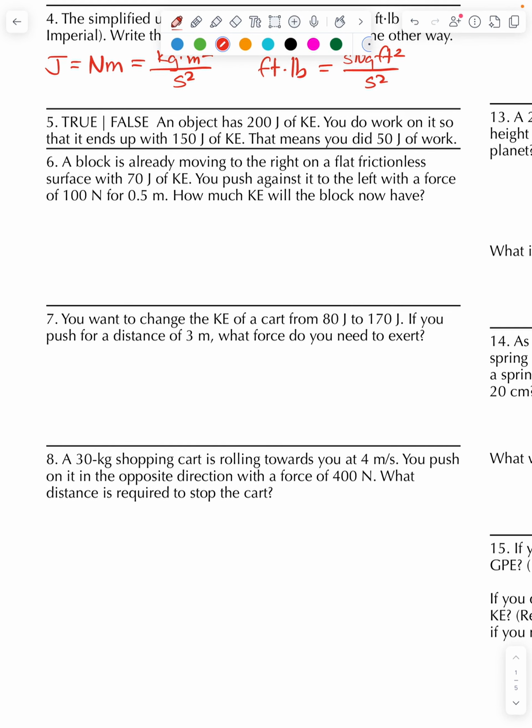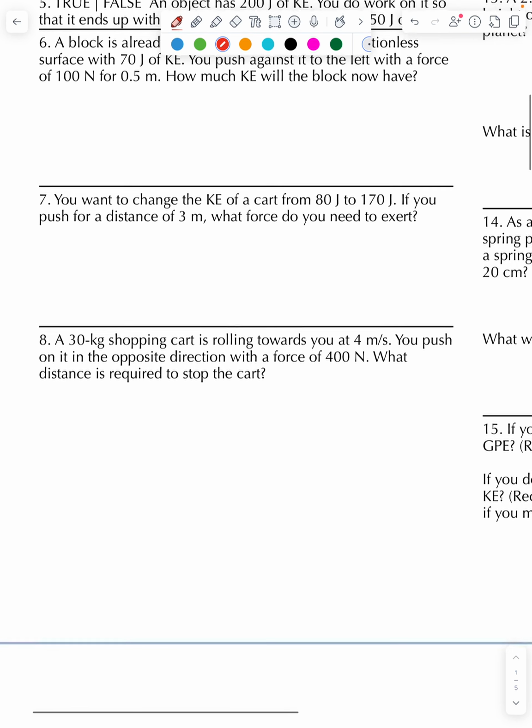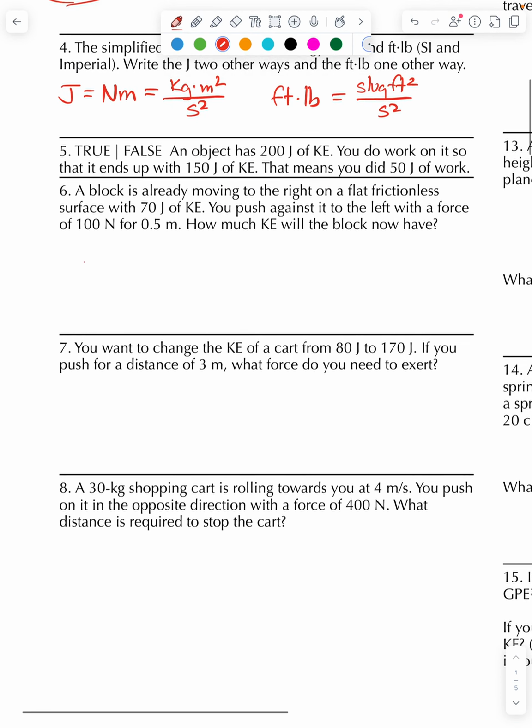Number 5, true, false. An object has 200 joules of kinetic energy. You do work on it so that it ends up with 150 joules of KE. That means you did 50 joules of work. So let me pause for a second. I'll erase this. I'll just put it down here. We'll get to these in these problems we're about to do.